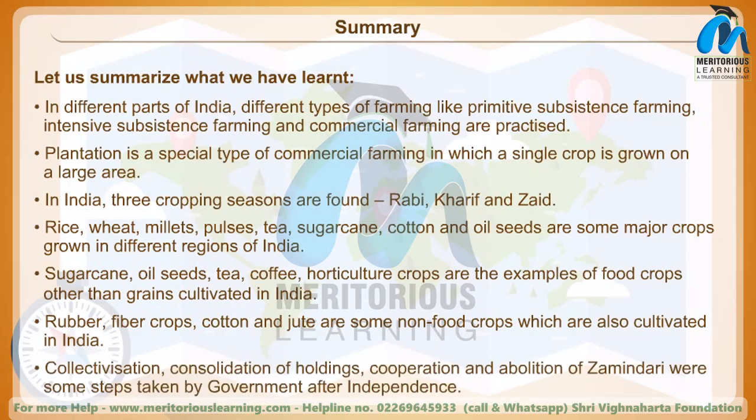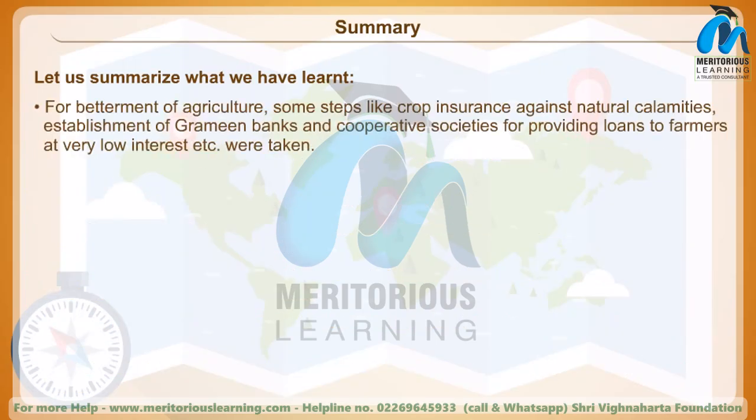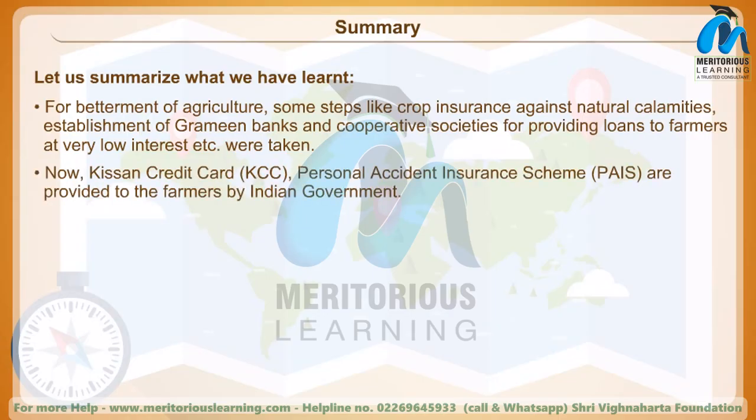Collectivization, consolidation of holdings, cooperation and abolition of zamindari were some steps taken by government after independence. For betterment of agriculture, some steps like crop insurance against natural calamities, establishment of Grameen banks and cooperative societies for providing loans to farmers at very low interest, etc. were taken. Now, Kisan Credit Card or KCC, Personal Accident Insurance Scheme or PAIS are provided to the farmers by Indian government.